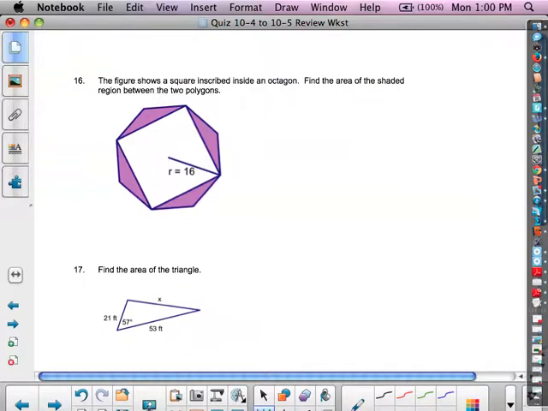Next says the figure shows a square inscribed inside an octagon. Find the area of the shaded region between the two polygons. So the first thing you need to do is find the area of the square and the area of the octagon. So here's the square.